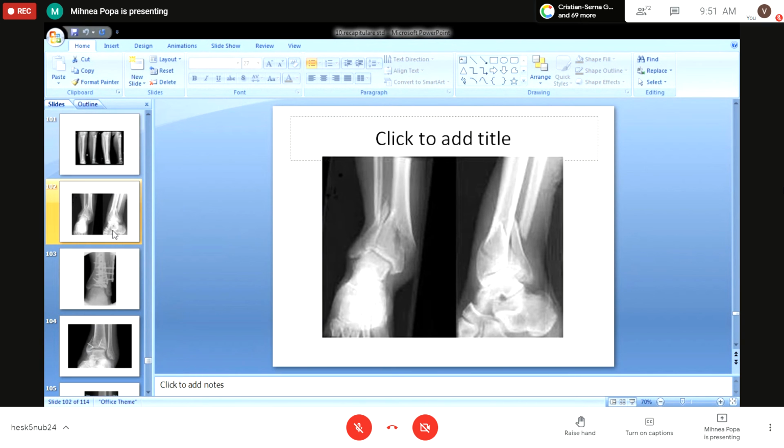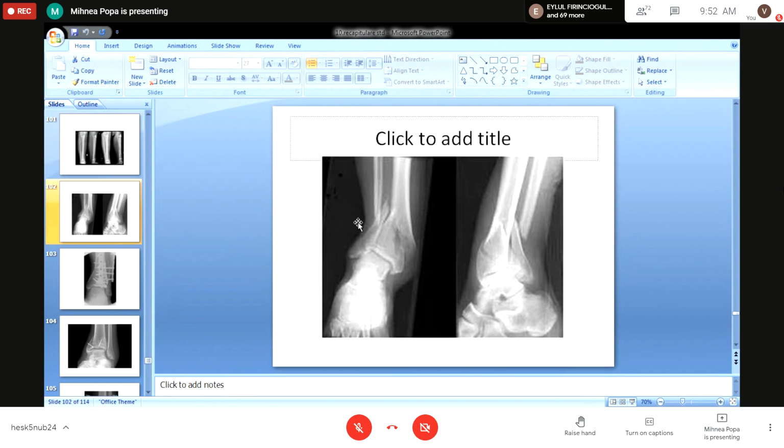Next, we have fractures of the lower third of the tibia, the supramalleolar fractures or the pilon fractures. The supramalleolar fractures are, just as the name tells you, just above the malleolus of the tibia. The pilon fractures also involve the articular surface of the bone.